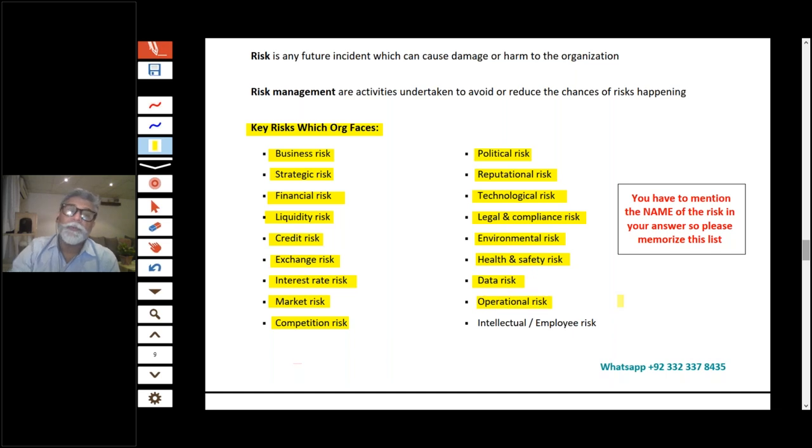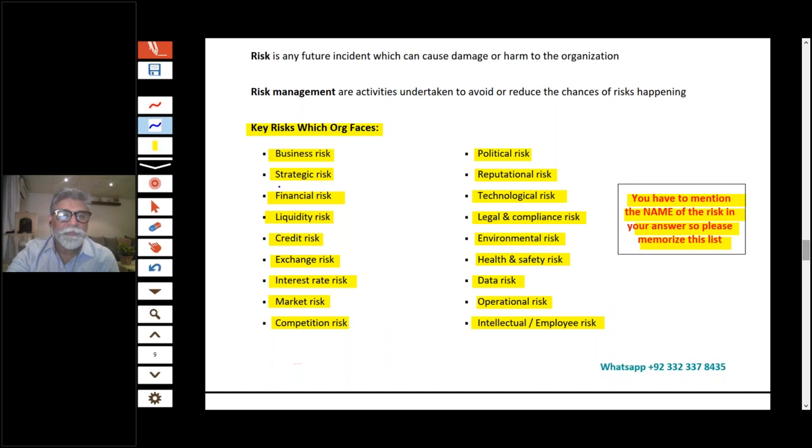Operational risk means that your day-to-day operations, buying, manufacturing, selling, customer service, are not working nicely. Intellectual or employee risk, that your key employees leave you. The companies are dependent on key employees. Now, this is a huge list, right? These are some standard terminologies used under risk management, and you will have to mention the name of the risk in your answer. So please memorize this list.